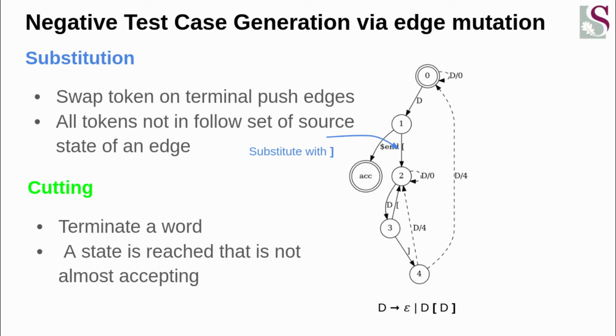Then we get cutting, where we essentially terminate a word before it is a valid path. And we can do this whenever a state is reached that is not almost accepting. We can do this after state 3, since the only way to leave state 3 is by either pushing an open bracket or pushing a closed bracket.